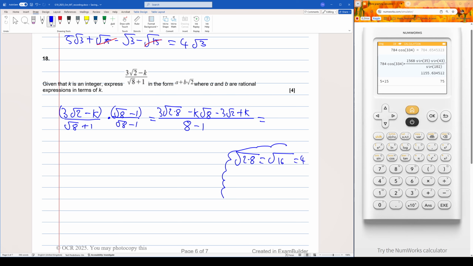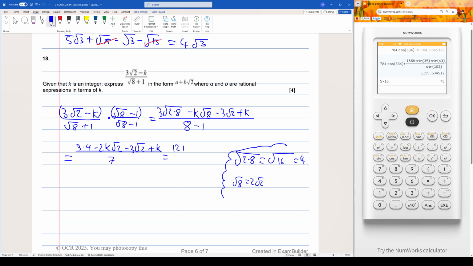That's root 16, so that's 4. So that's 3 times 4 up there. It's probably neater to go down to an extra line. So 3 times 4 minus, and that's, so root 8, I know is 2 root 2. So minus 2k root 2 minus 3 root 2, add k out of 7.